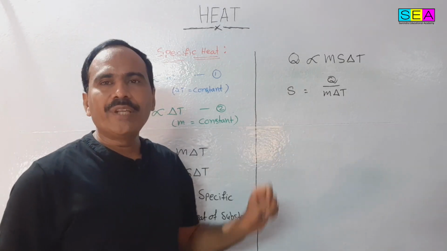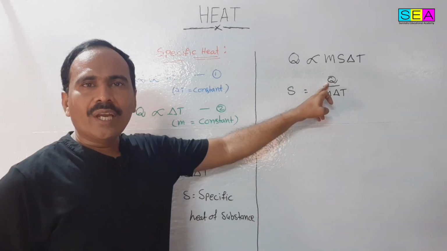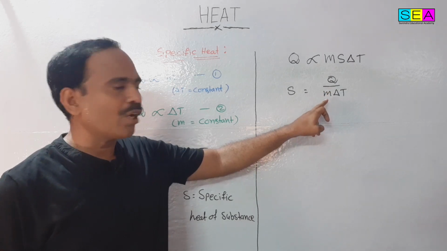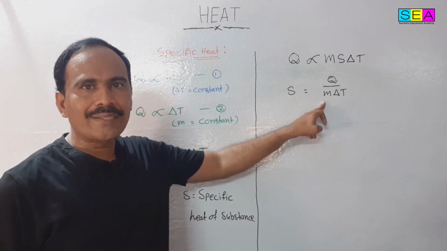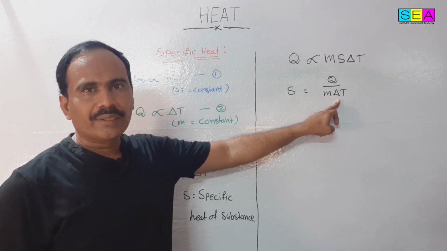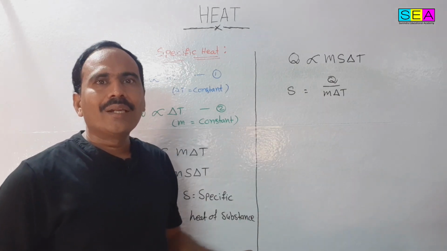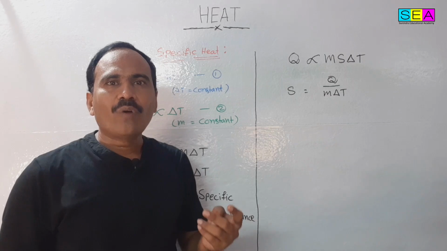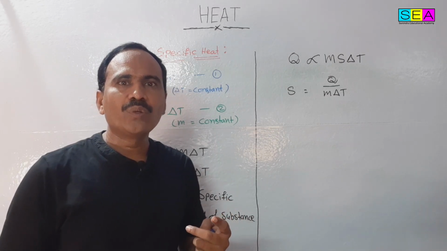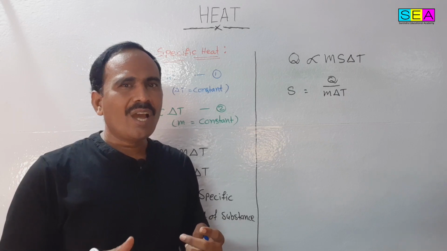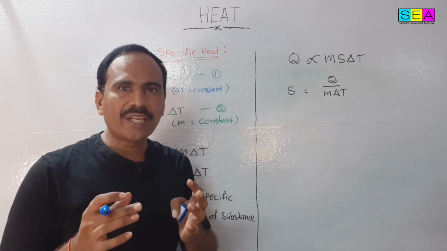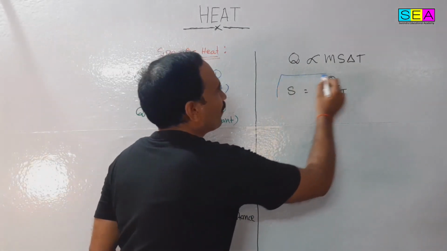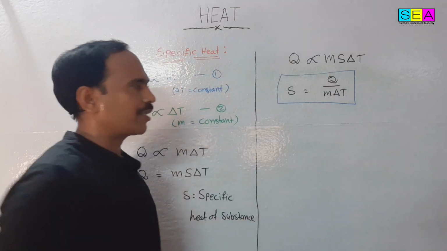Now how can we define specific heat? It is the quantity of heat energy required to raise the temperature of unit mass of the substance by unit degree. So this is the definition for specific heat. That means, for example, for 1 unit mass of the substance to increase its temperature by 1 degree Celsius, how much quantity of heat energy is required, that is called specific heat. So this is the equation for the specific heat of the substance.